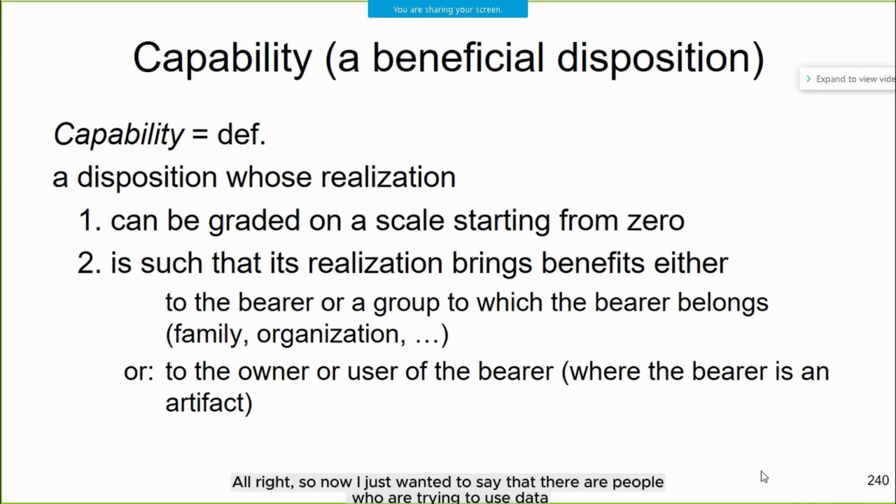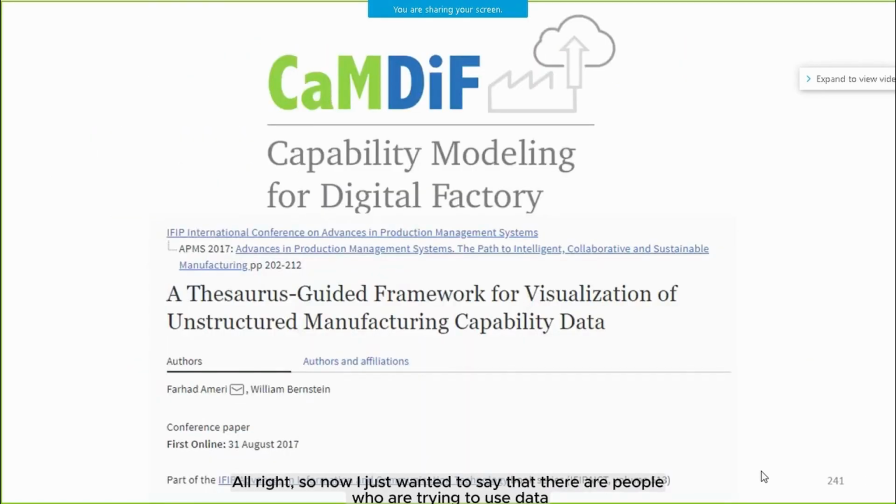All right, now I just wanted to say that there are people who are trying to use data about the capabilities of equipment, components, factory machines, and so forth, in order to create the stepping stone for an ontology of capabilities relevant to manufacturing. And we here, actually, Fahad Amari, the principal author, is working with us to re-engineer his ontologies to be BFO conformant, and so the work on defining capabilities derives from the collaborations with him.